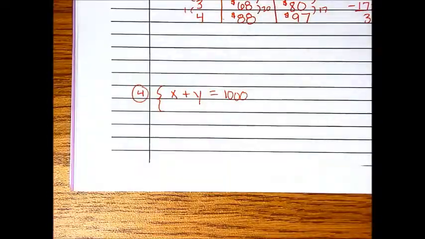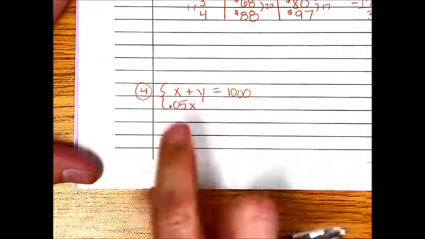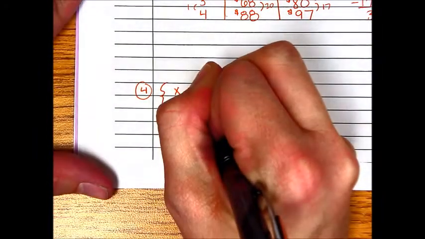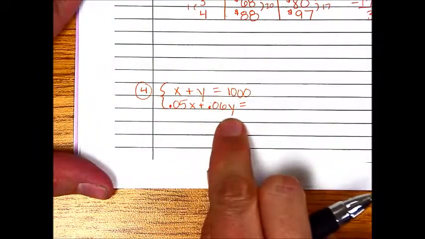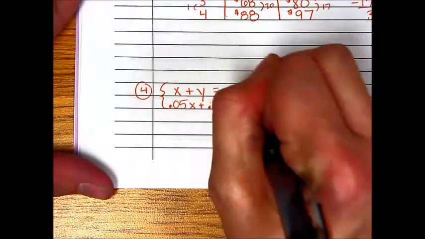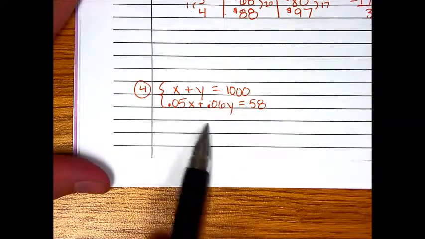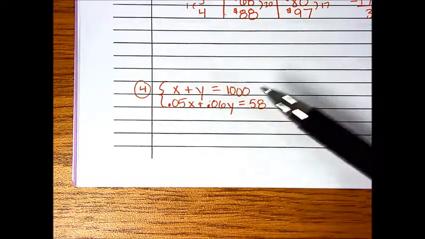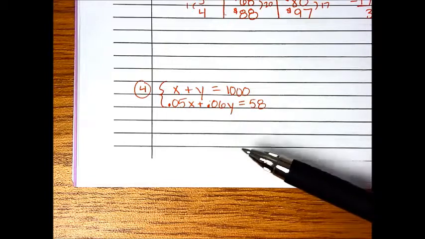So what they're saying is that she earned 0.05, okay, 5% from account X plus 0.06, 6% from account Y, and she made a total of $58 in interest. So I felt it fair to help set that one up because that is definitely different than what we did. So I don't want you to get so locked into just because the one we did in the notes was slope-intercept that they'll all be slope-intercept.